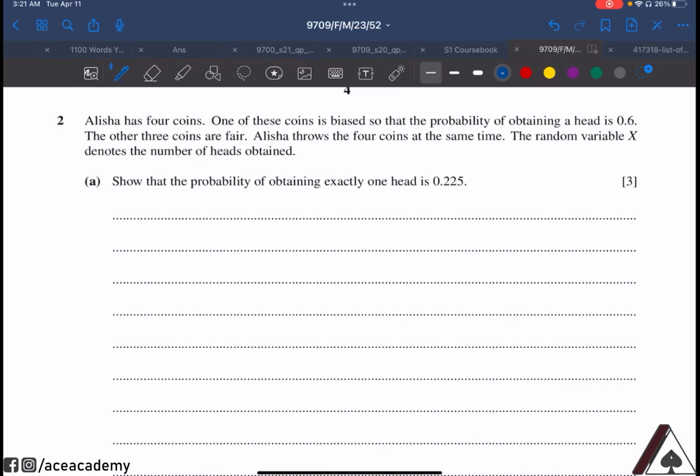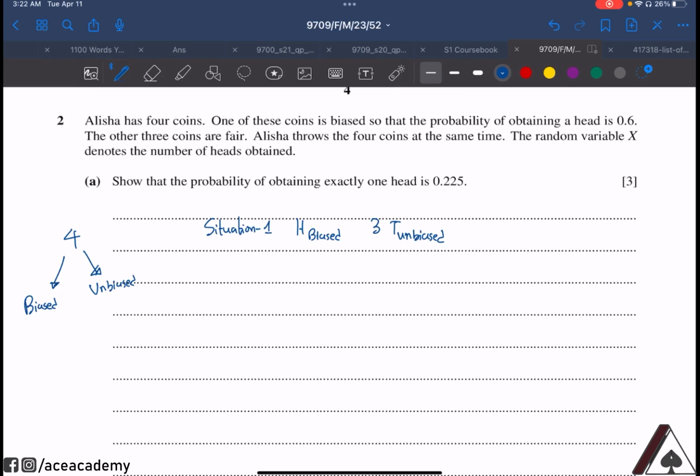Okay, so there are 4 coins. One of them is biased, and the other 3 are non-biased, or unbiased. So there are two situations. Situation 1: the head that we will obtain is biased, while the 3 tails that we are going to get, since exactly one head needs to be obtained, are unbiased.